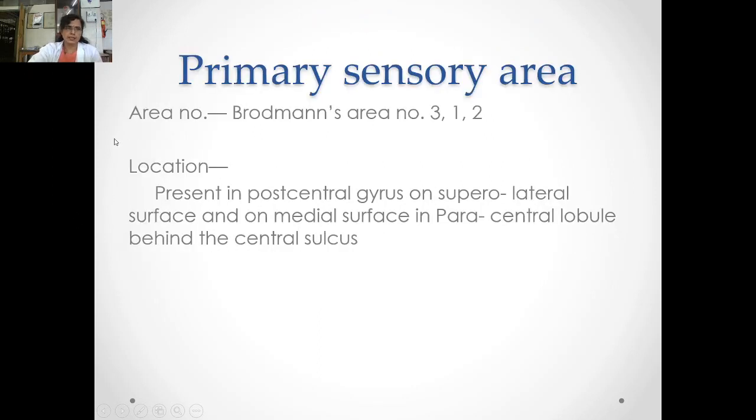So these are the areas which are present in the frontal lobe. Now we will see the primary sensory area which is present in the parietal lobe. The primary sensory area is also called the primary somatic sensory area, Brodmann's areas 3, 1, 2. Its location is the postcentral gyrus on the superolateral surface and, on the medial surface, the paracentral lobule posterior to the central sulcus.